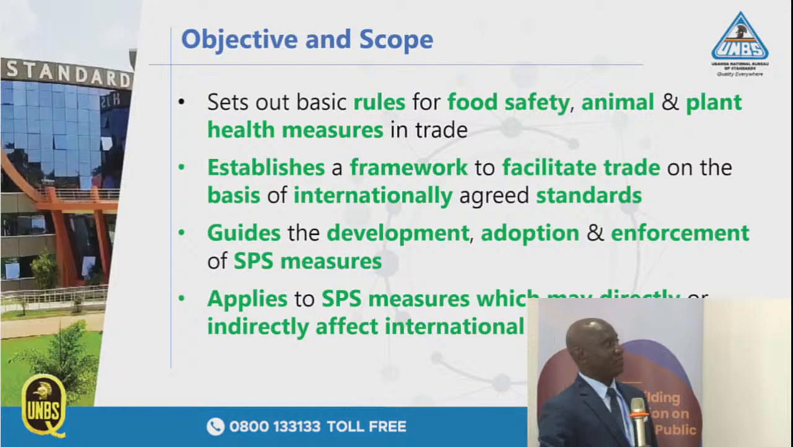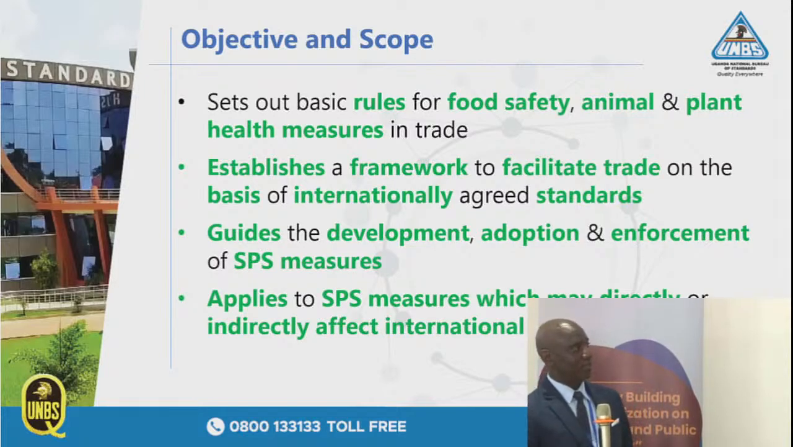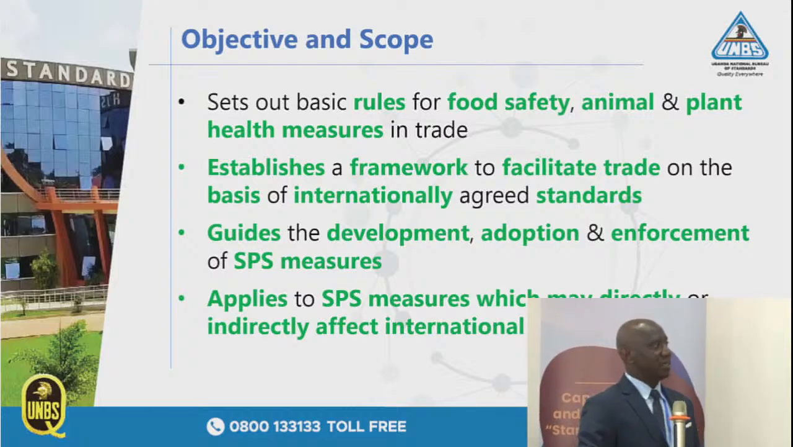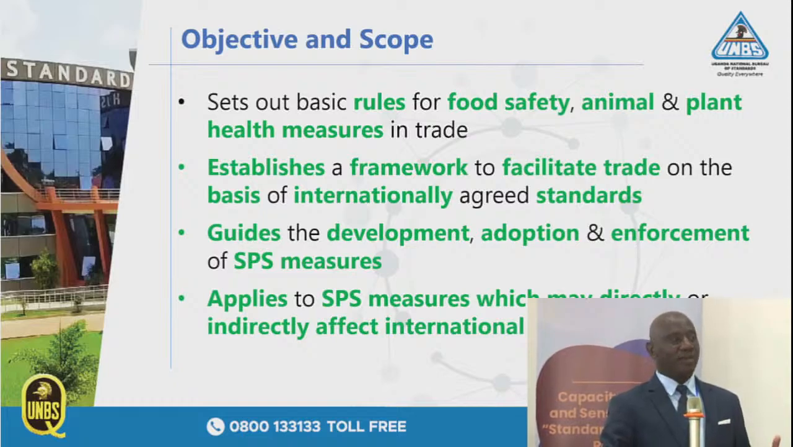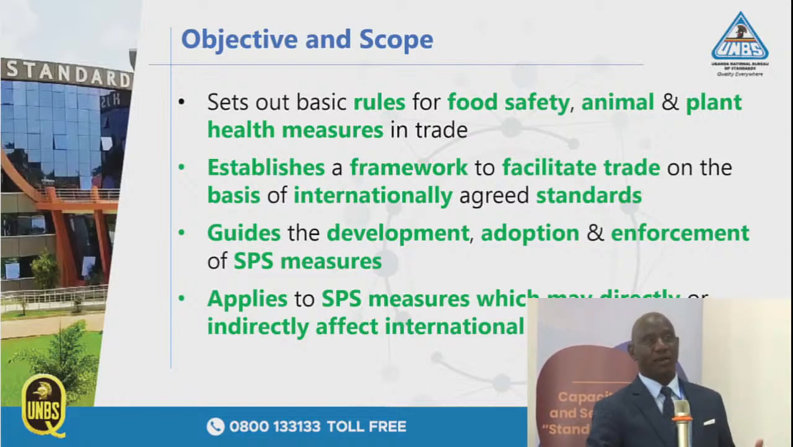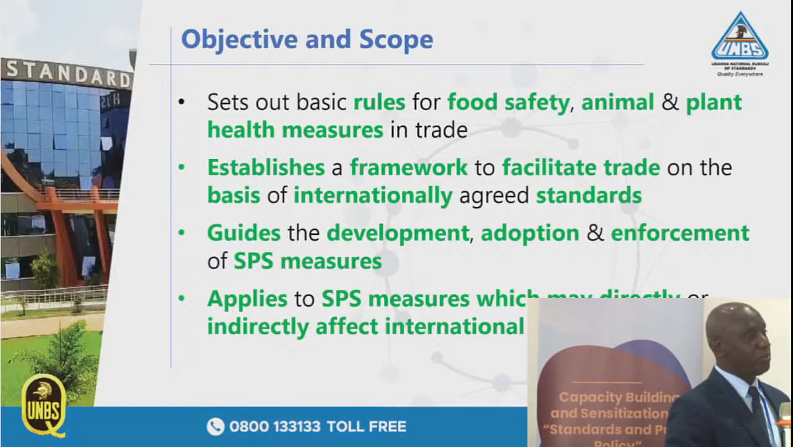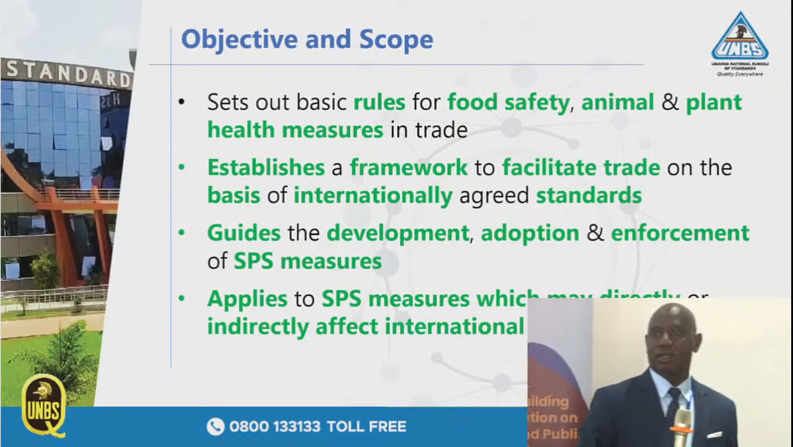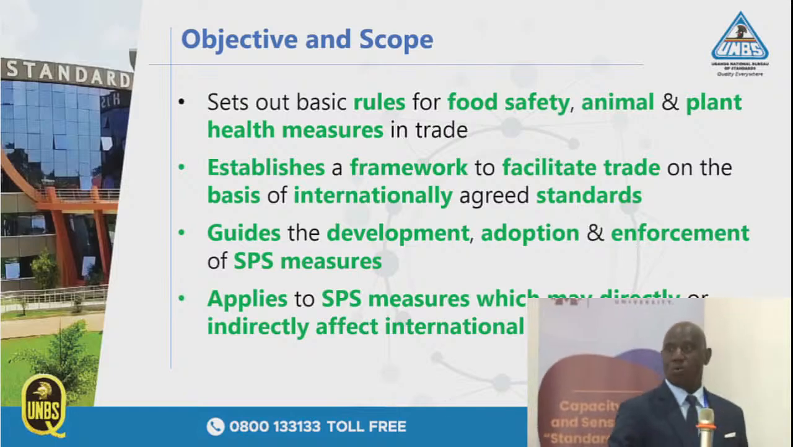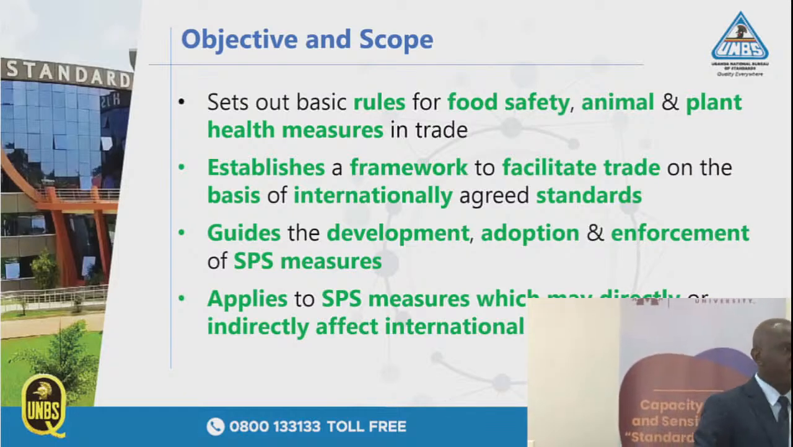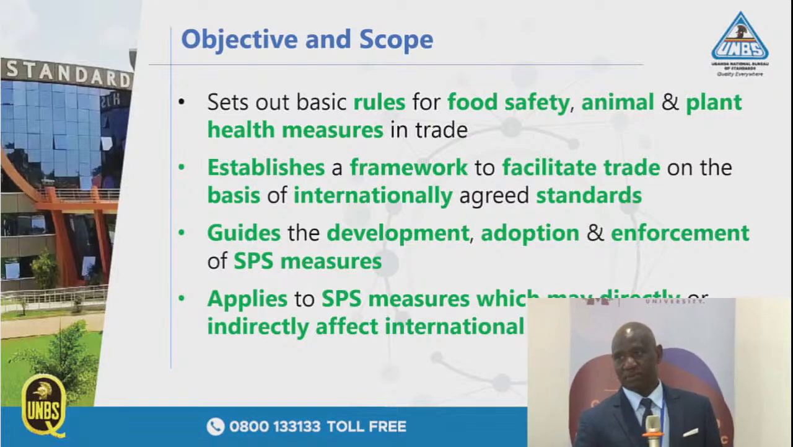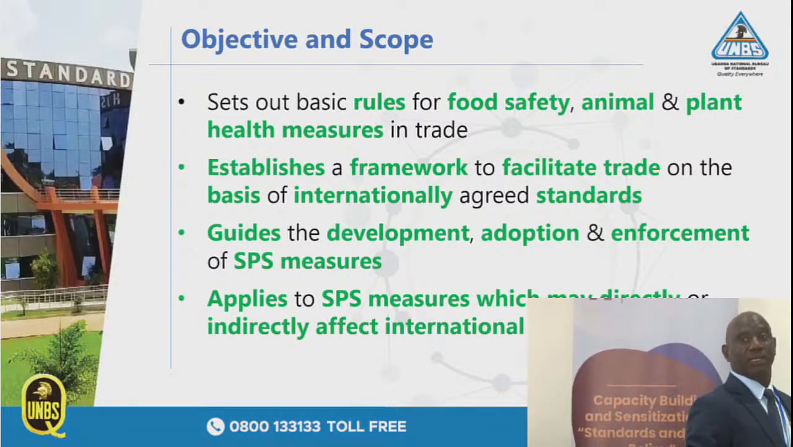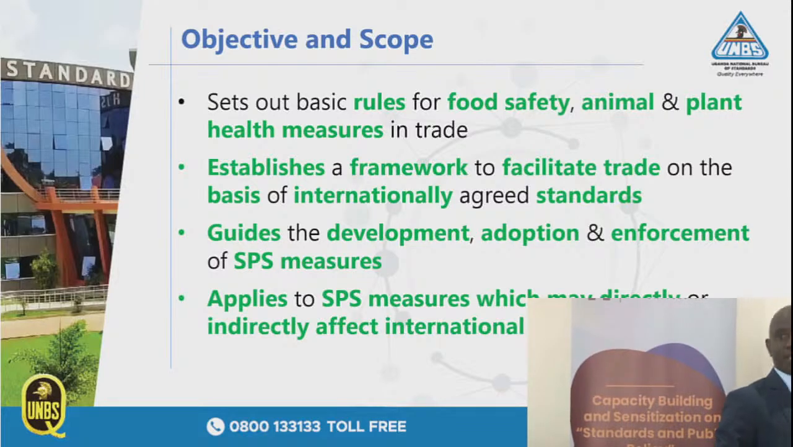So the SPS Agreement sets out basic rules for food safety, animal health, and plant health measures in trade. It establishes a framework to facilitate trade on the basis of internationally agreed standards. And we are aware that under the SPS Agreement, three international standard setting bodies are specifically recognized, including the International Plant Protection Convention, the IPPC, the World Organisation for Animal Health, WOAH, previously known as OIE, and the Codex Alimentarius Commission, which is responsible for establishing international food standards.